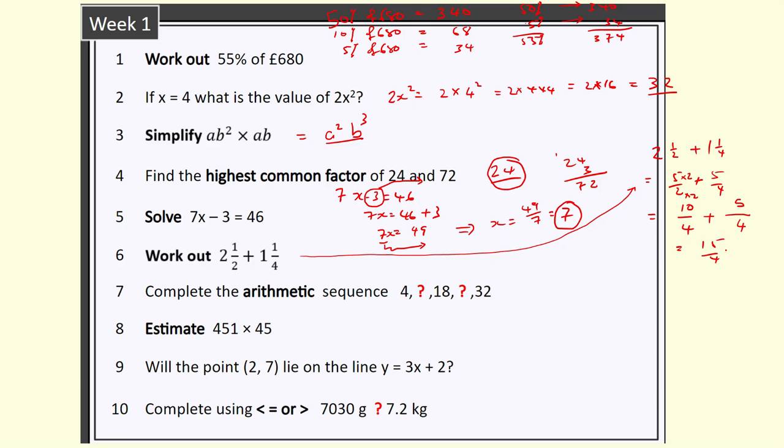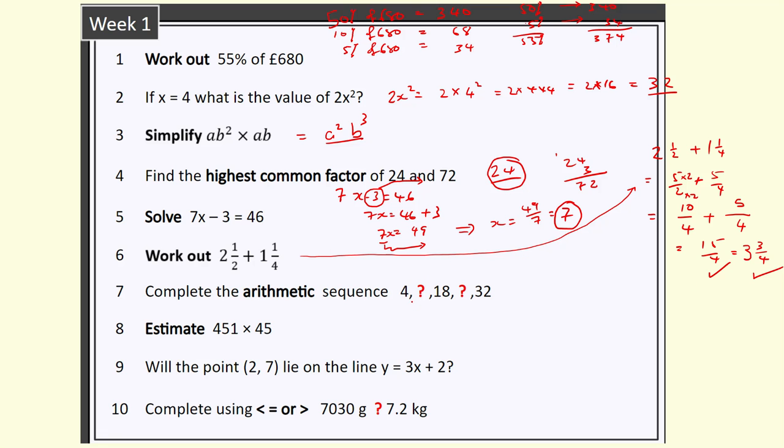And to change it back to a mixed number, divide 15 by 4. 4 goes into 15 3 times, remainder 3, which I write over the 4. So 3 3/4. If you got 15 over 4, tick. If you got 3 3/4, tick. Okay, but try and simplify to a mixed number.